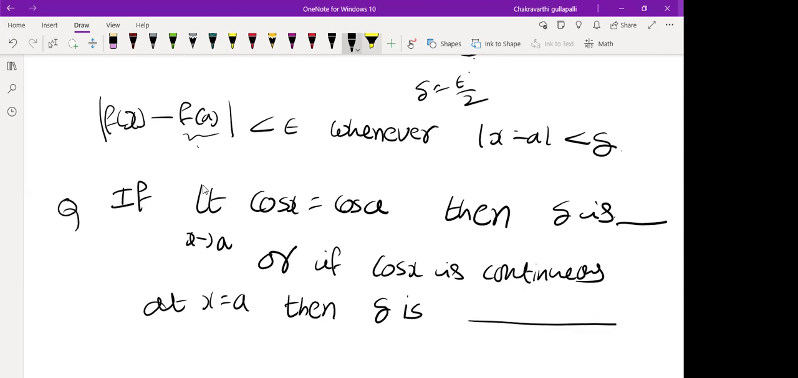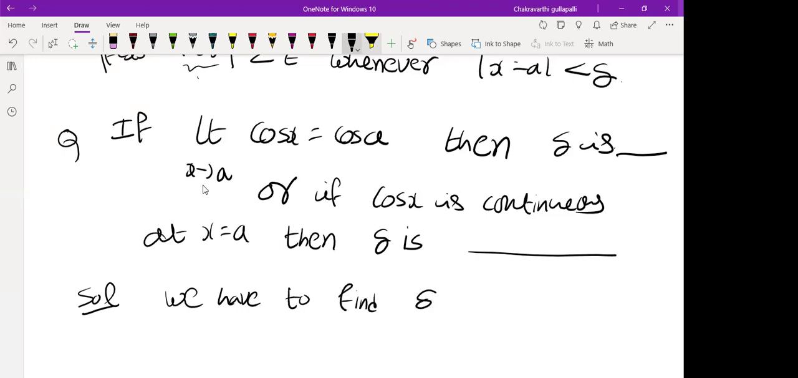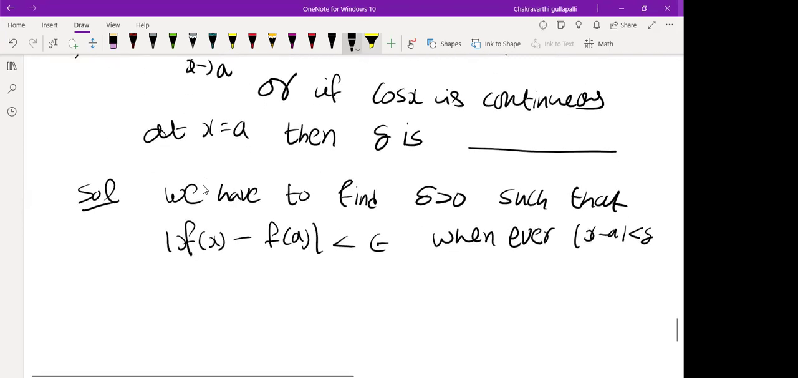You are given this question, for example. So how to find out delta using this definition? What you have to do is find delta such that, what is the condition? |f(x) minus f(a)| should be less than epsilon whenever |x minus a| is less than delta. We have to solve these two inequalities.